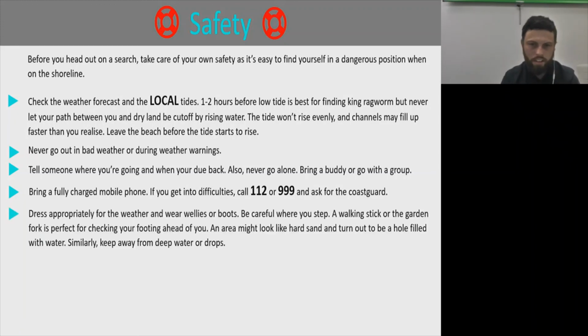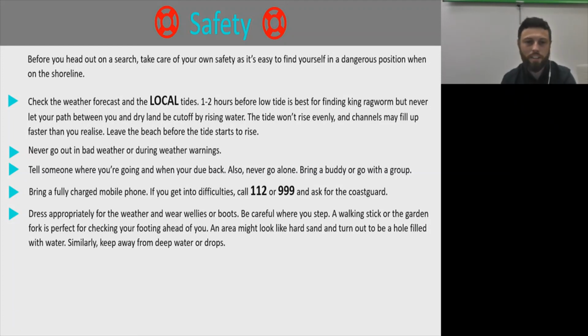Might be an idea to wear wellies or boots. It's quite messy down on the shore and you don't know what you're going to find. Always be careful where you step and check your footing ahead of you. An area which might look like hard sand could turn out to be a hole filled with water. You go to step in it, you could trip, you could sink, all sorts could happen. You could get stuck on the beach. So just don't let it happen.